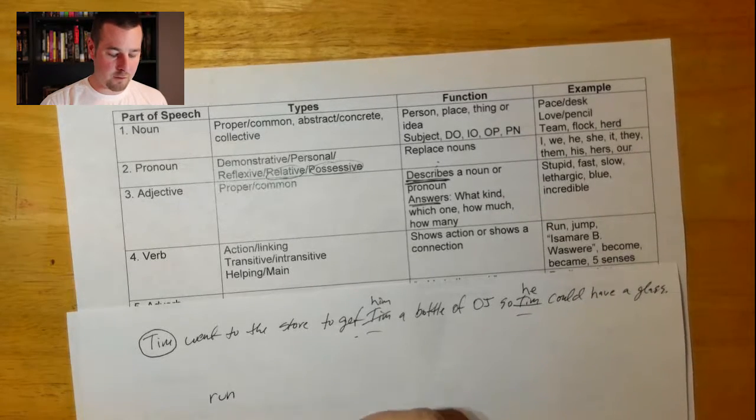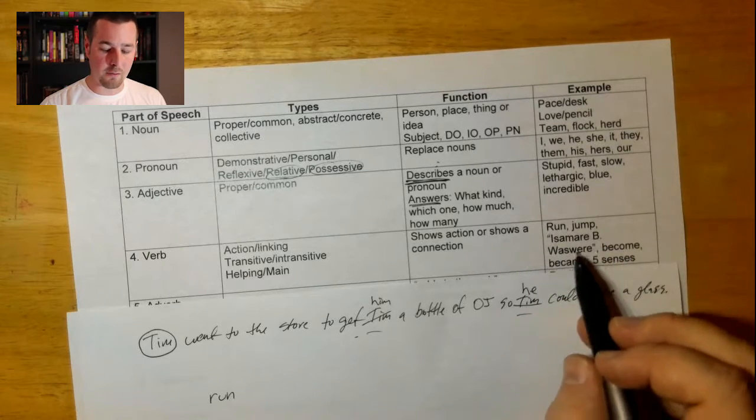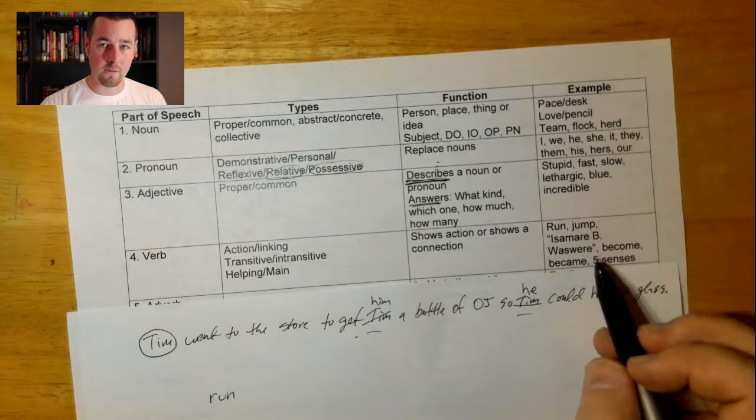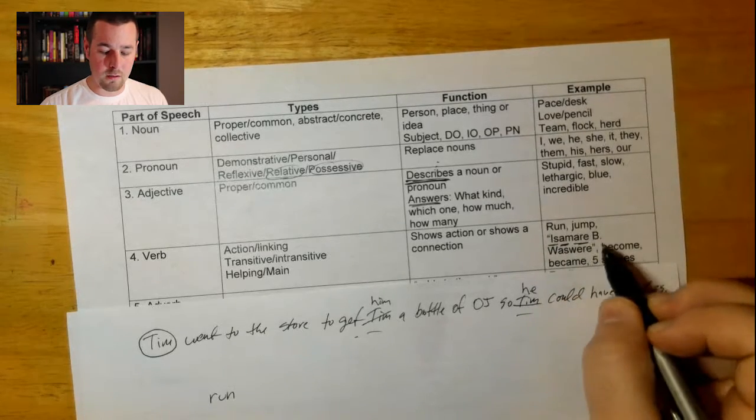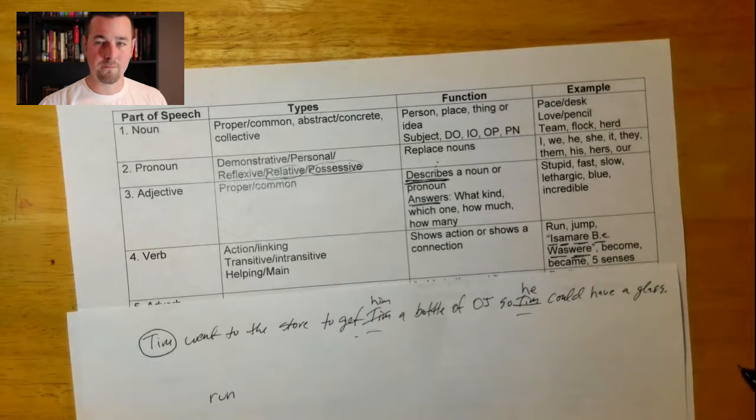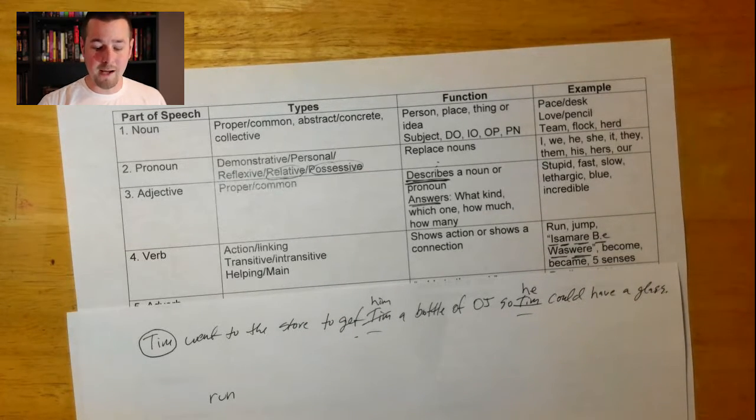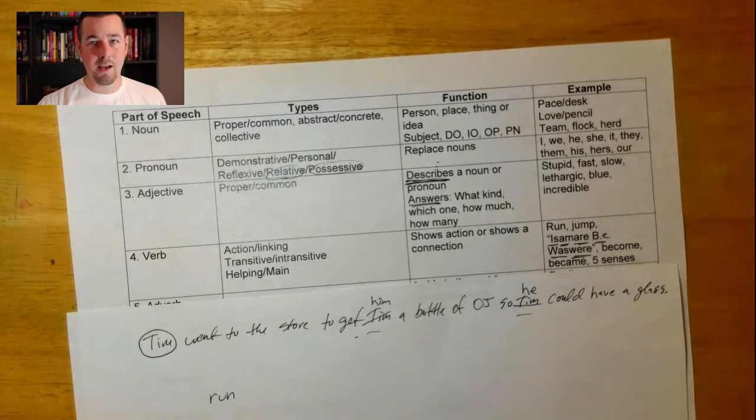Run would be an action verb. Linking verbs, as you notice over here, you can memorize this little name: is, am, are, be, was, were. These are your linking verbs: is, am, are, be, as in be, was, and were. Those are your main ones. You got a couple of exceptions like become and became, and then your 5 senses, they can go either way. They can either be action or linking depending on the subject, whether or not the subject is physically doing that action.